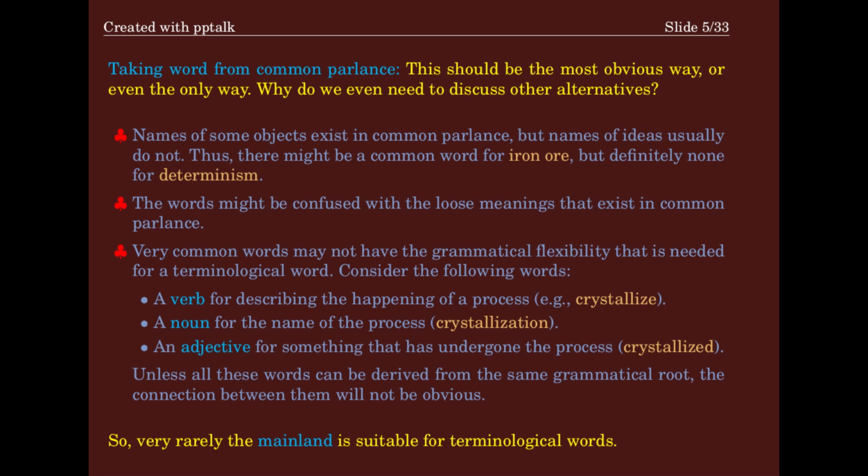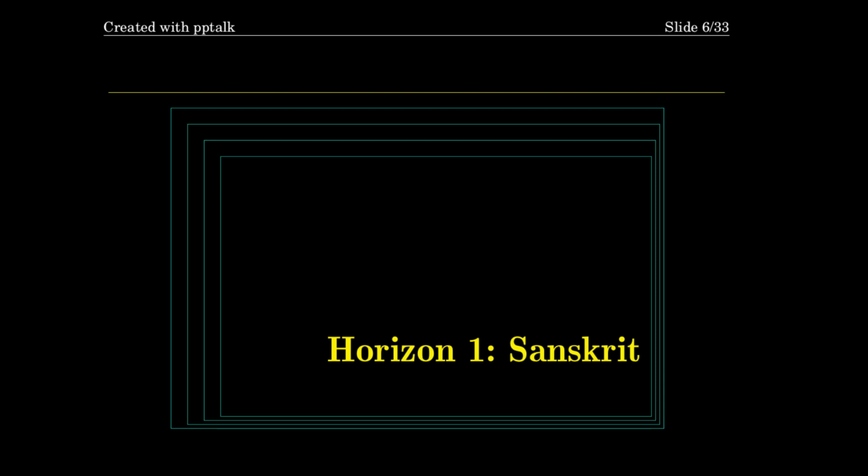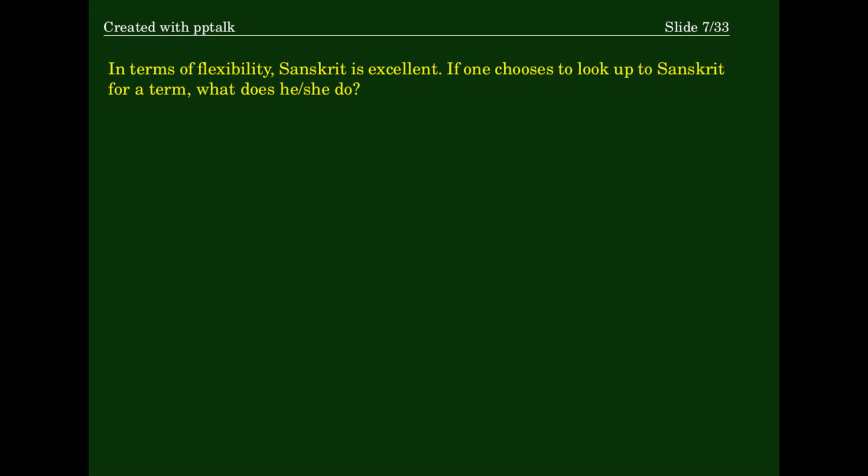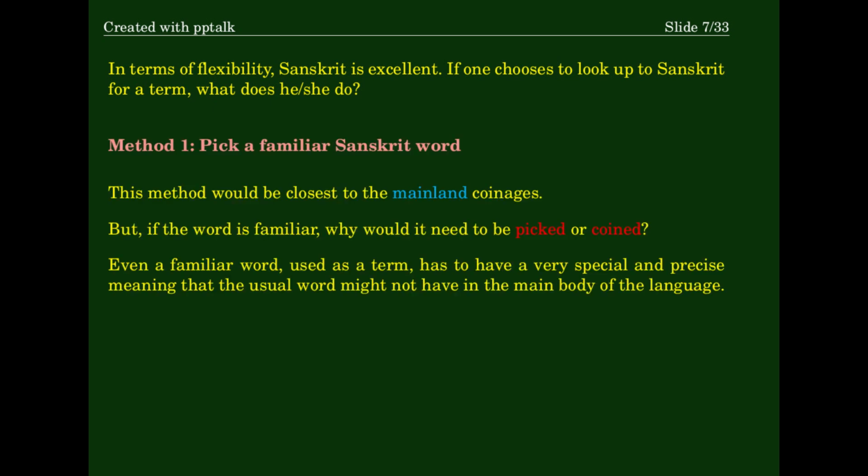So, very rarely the mainland is suitable for terminological words, and we have to look out to the horizons. So, the first horizon, Sanskrit. Well, in terms of flexibility that I just mentioned, Sanskrit is excellent. It has almost infinite flexibility and very well defined rules for changing a verb to a noun, to an adjective, or an adjective to a verb, and so on. So, if one chooses to look up to Sanskrit for a term, what does he or she do? Well, there are several methods. Method 1, pick a familiar Sanskrit word.